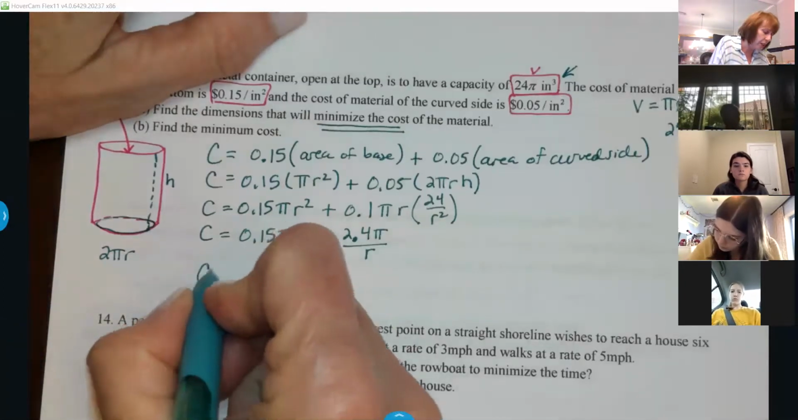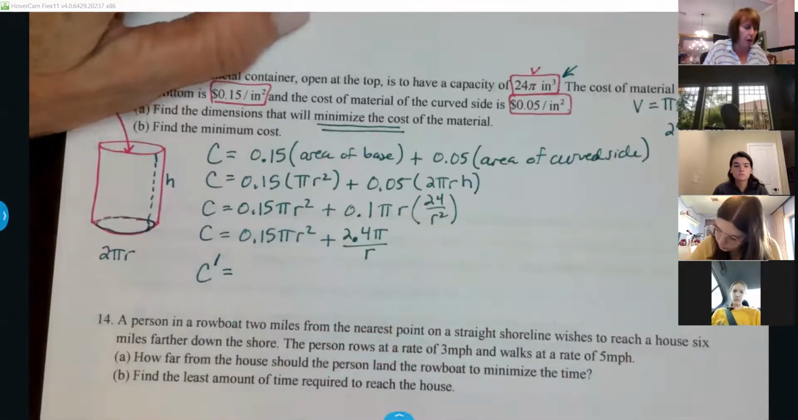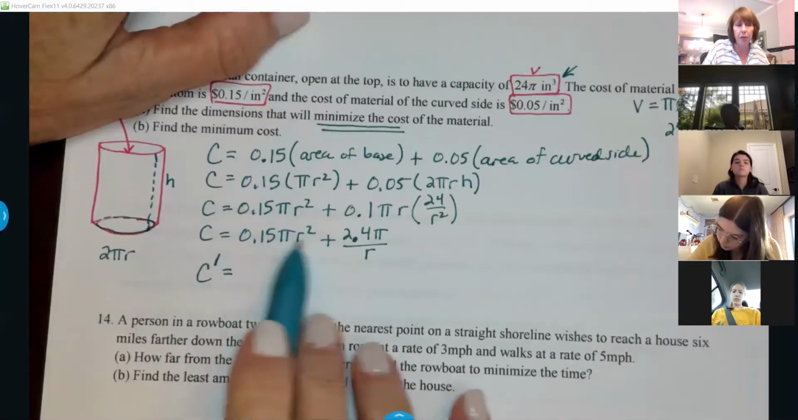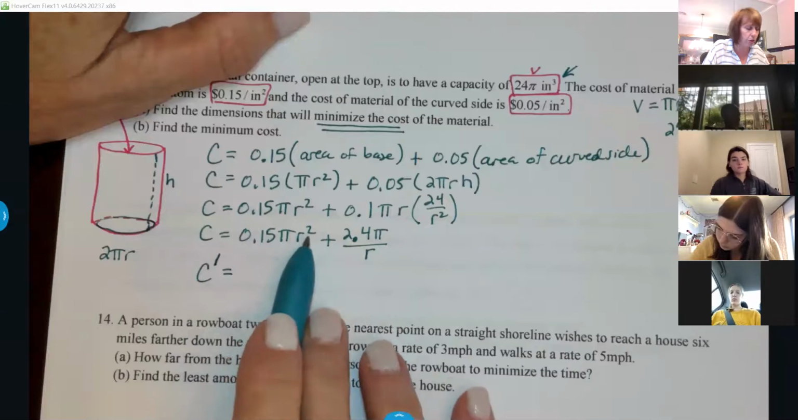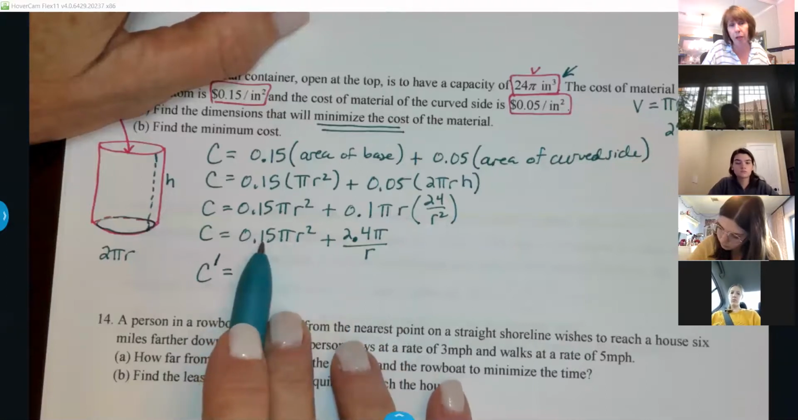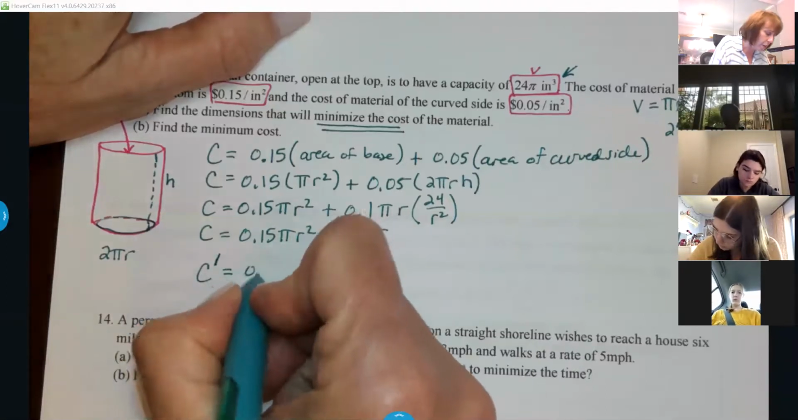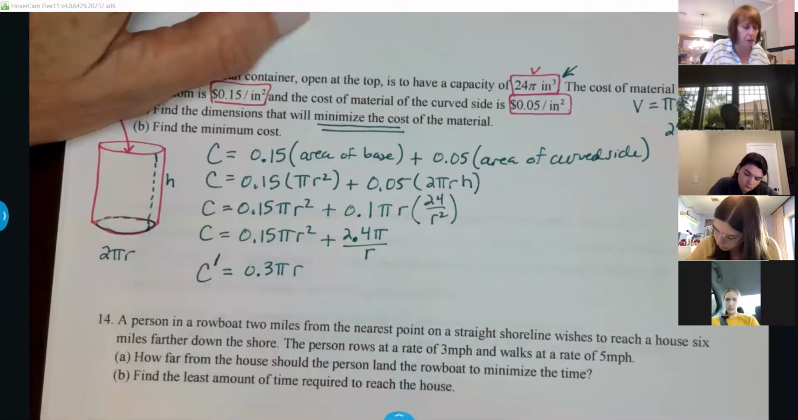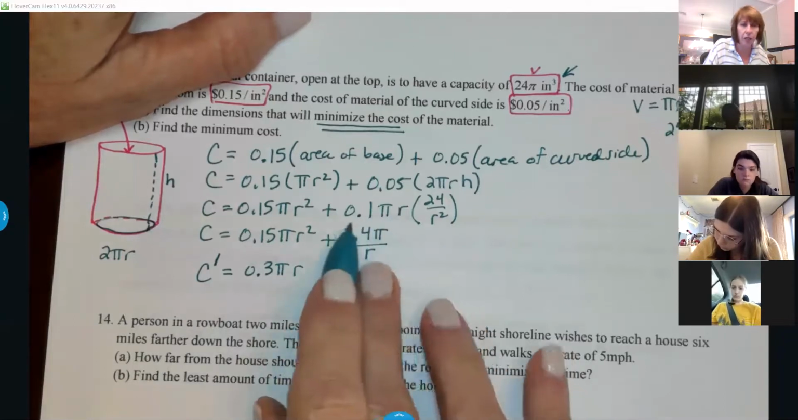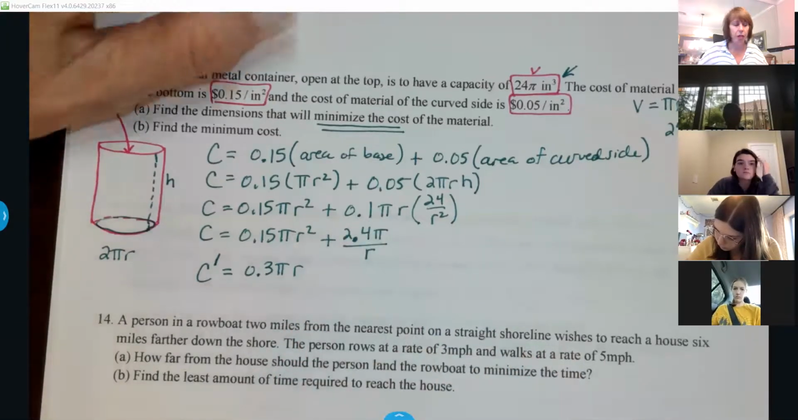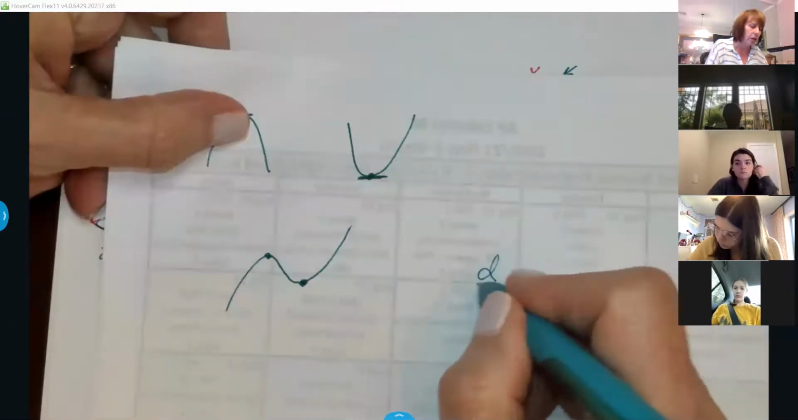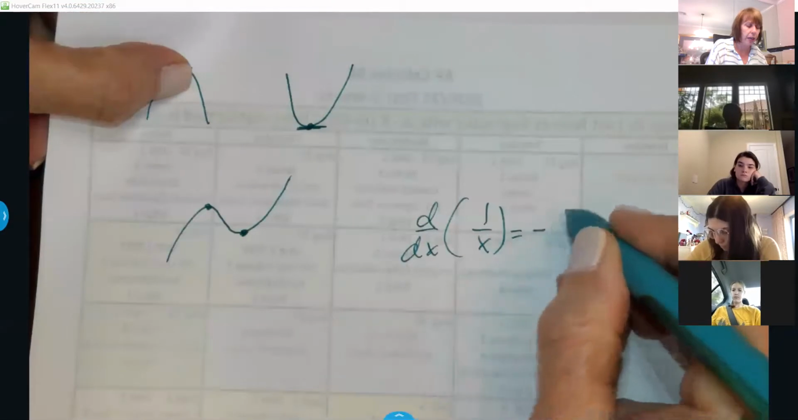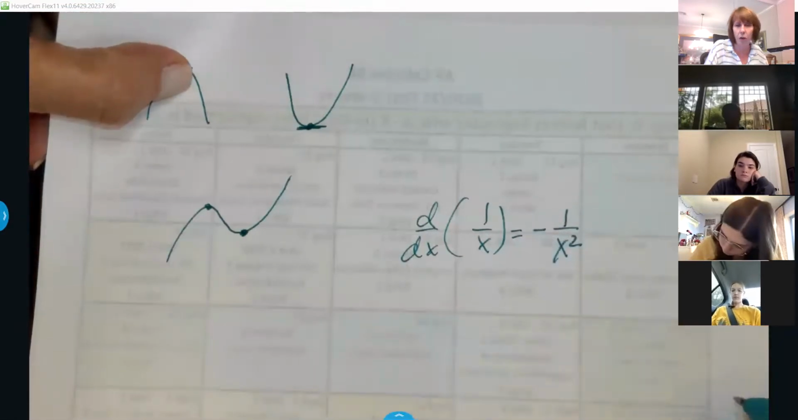When we take this derivative, this is just going to be the power rule. So 2 times 0.15 is 0.3, right? So that'll be 0.3 pi. Reduce your power on your r by 1. And now the derivative of this. Remember, the derivative of 1 over x, that's one that I want you to just know. It's negative 1 over x squared, okay?